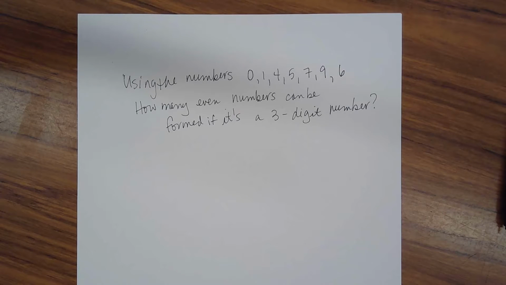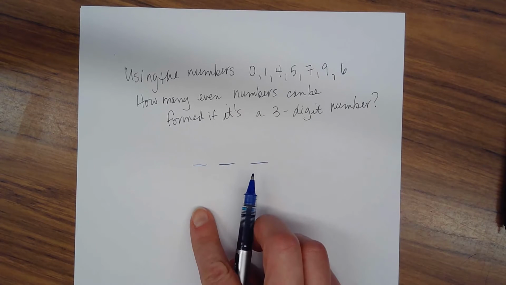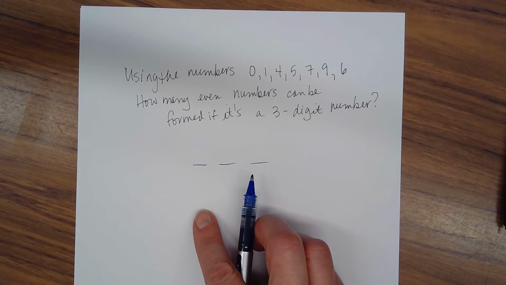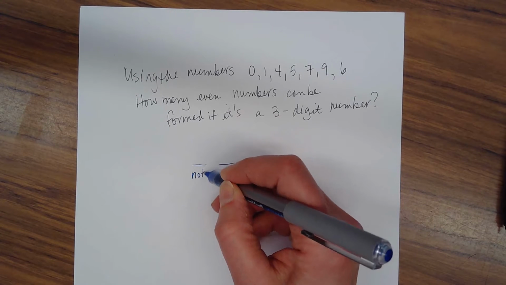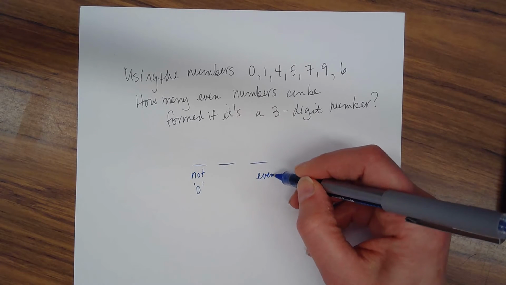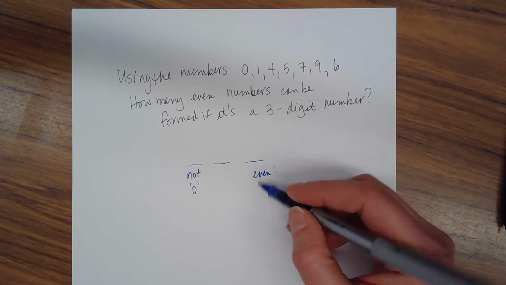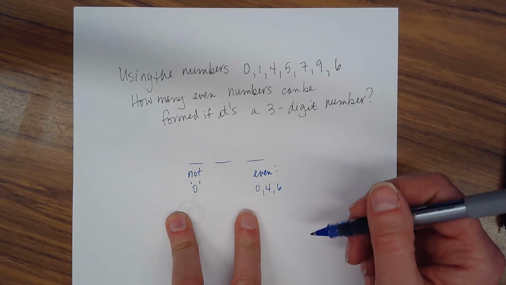Okay, this question involves what procedure, what strategy? Yeah, so slots, like that. Okay, 3-digit. Is there a restriction? 2 of them, right? First restriction, it can't be 0. Second restriction, must be even, so my last digit has to be a 0, a 4, or a 6. So 0 causes the problem, right?